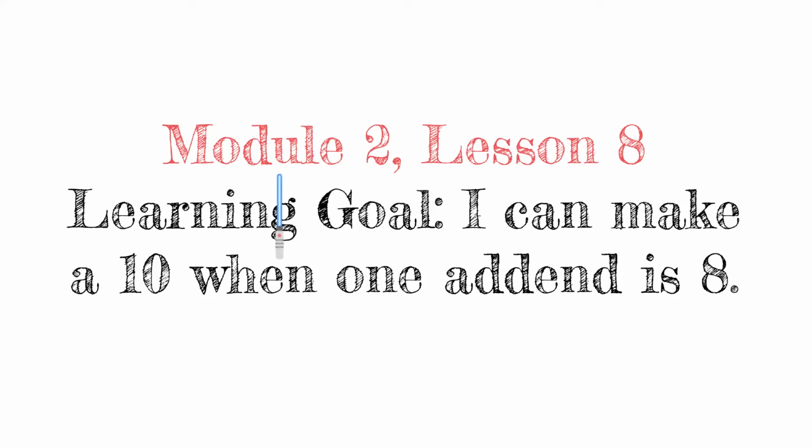Today we are looking at Module 2, Lesson 8. And our learning goal is that I can make a 10 when one addend is 8. So this is going to be a lot like what we did yesterday on Module 2, Lesson 7. And it's like what we've been doing earlier too in this module where we've been making 10 out of 9. We're just going to be making 10 out of 8.